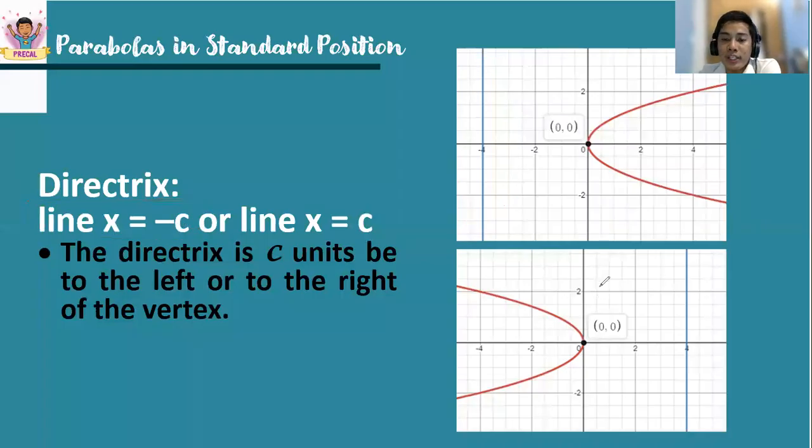For a parabola which opens to the left, the directrix is located to the right of the vertex at (0, 0). So therefore, the line is represented by x is equal to positive c. And this is x is equal to negative c, whatever is the c distance. Did you get it? Okay. Next.